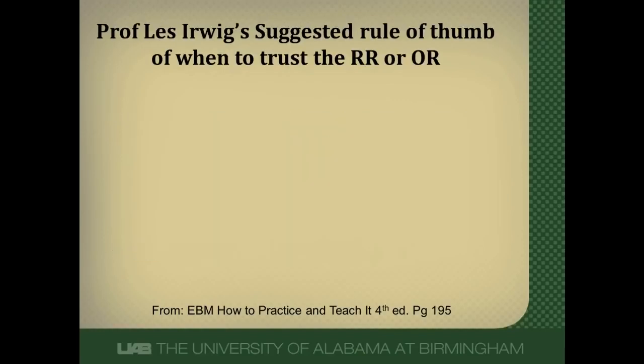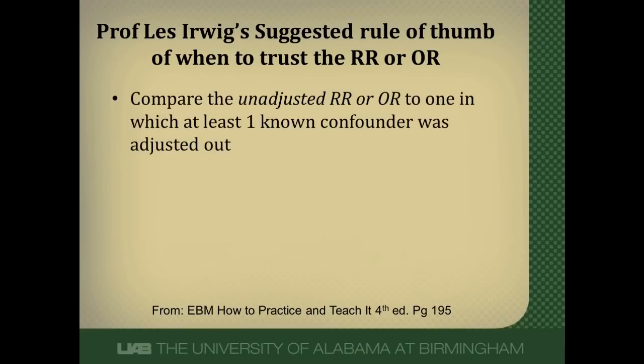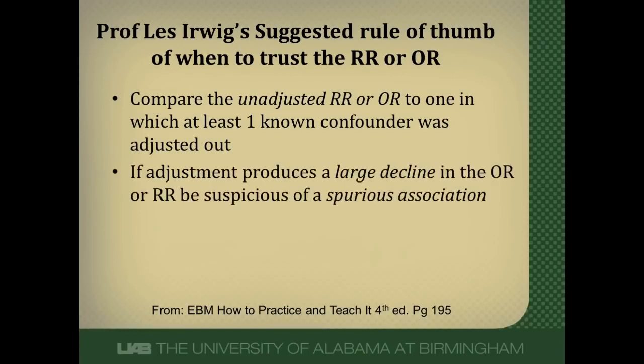Now, when should I believe the relative risk or odds ratio in a study? Professor Les Irwig, who is an epidemiologist based in Australia, made this suggestion. First of all, you have to compare an unadjusted or raw relative risk or odds ratio, and often you might have to make this calculation yourself, although sometimes the authors of a study will report it. You want to compare that to the odds ratio or relative risk that was adjusted for at least one known confounder. Now, if this adjustment produces a large decline in the odds ratio or relative risk, be very suspicious that this is a spurious association and not real.